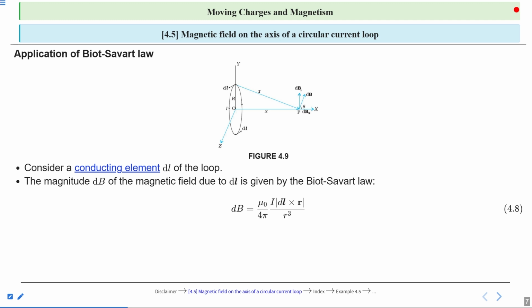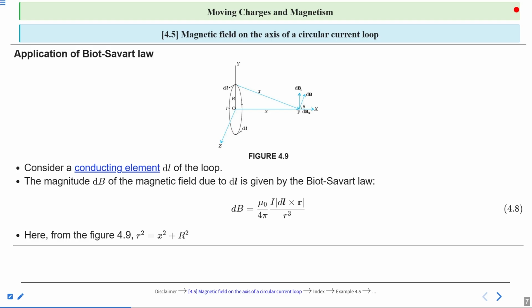Okay, so dB, the magnitude of this small magnetic field produced by the small element dl, is mu naught upon 4 pi, I, and mod of dl cross r, which represents the magnitude of this cross product, upon r cube. Mark it as equation 4.8.